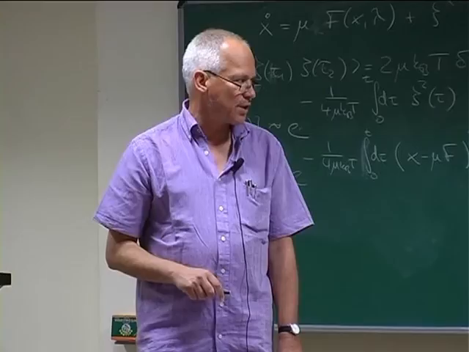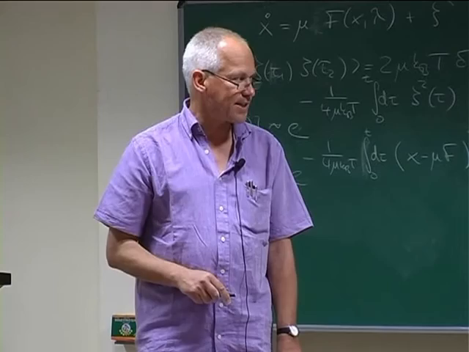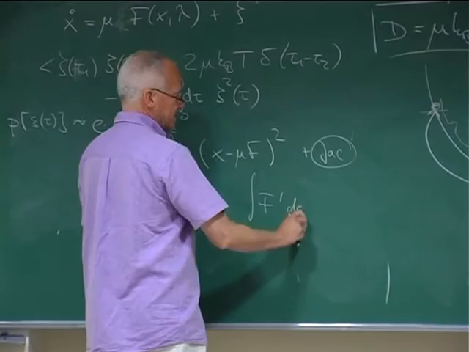In Ito, you don't have the Jacobian. No, yeah, Stratonovich. As you know, what you get is f prime or v double prime integral, and that cancels. That's why I don't want to bother with this.